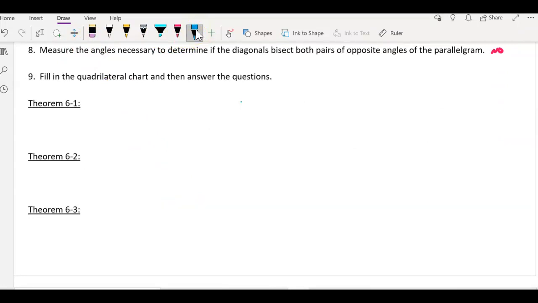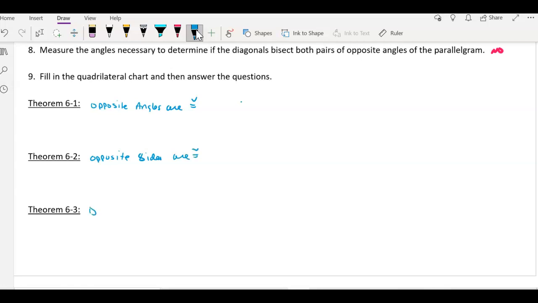And we are basically going to say theorem one is the fact that opposite angles are congruent in a parallelogram. Then we're going to say opposite angles, excuse me, we'll say opposite angles are congruent, but this one will be opposite sides are congruent.